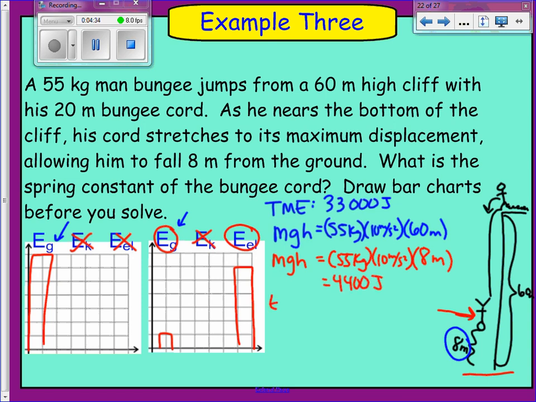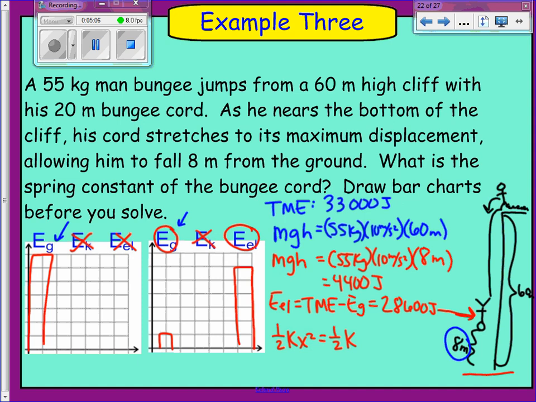So that means the elastic must be the difference between the total mechanical energy and the gravitational potential energy. So I'm going to take 33,000, which is the total, minus the 4,400, which is the gravity, to get my elastic energy of 28,600 joules. I'm going to use this energy in order to figure out what my spring constant is. Elastic energy is 1/2 kx squared. So I'm going to set that 1/2, k is what I'm solving for.